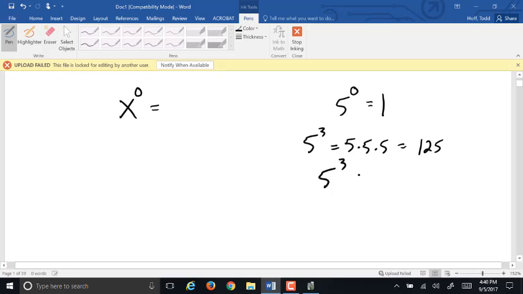5 to the third power is 125. So we're going to keep the same base, which is 5. I'm going to reduce the power by 1. So 5 to the power of 2 is 25.